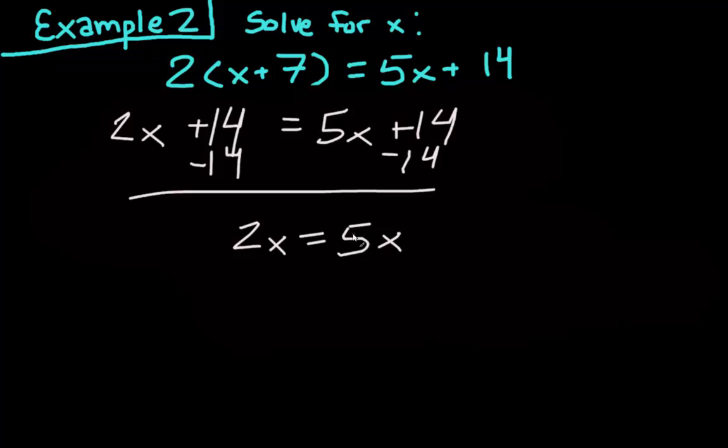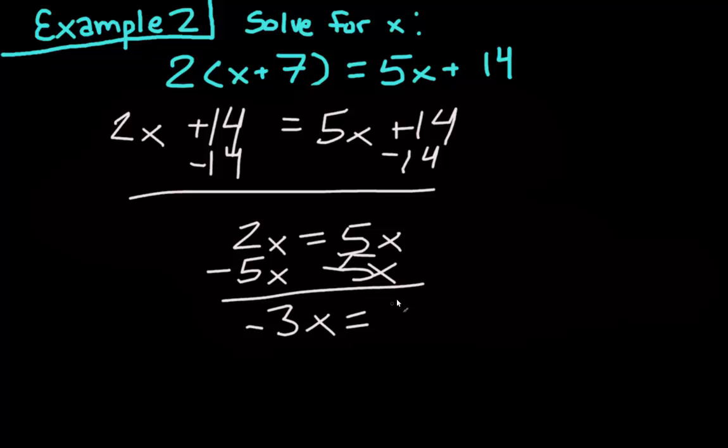Okay guys, and a lot of people might get stuck right here. I mean, how the heck are you supposed to solve for x if you just have 2x equals 5x? Well, not to worry, let's just keep on doing regular algebra. I'm going to go ahead and subtract 5x from both sides. And 2x minus 5x is going to equal negative 3x, and on the right side, we will be left with just a 0.